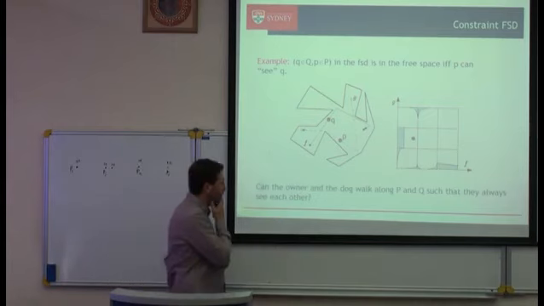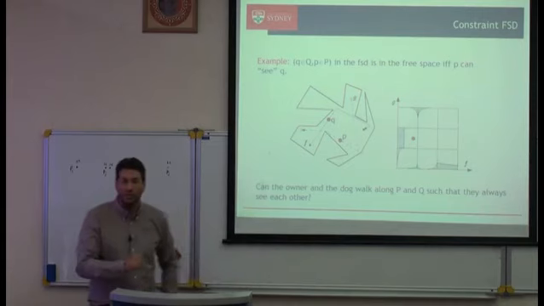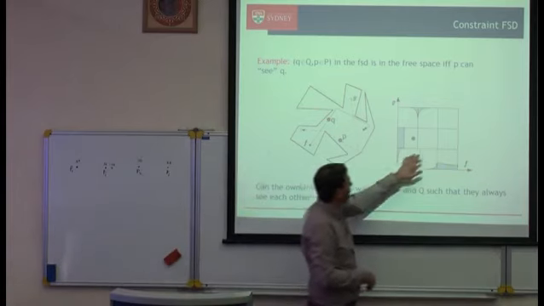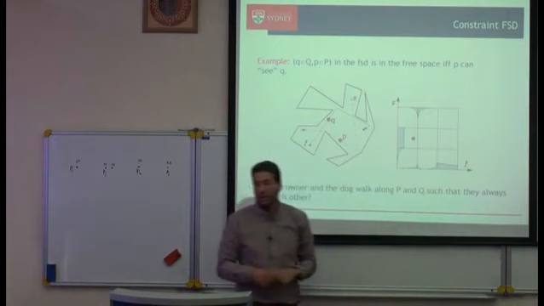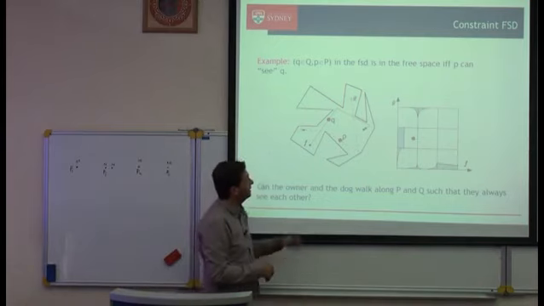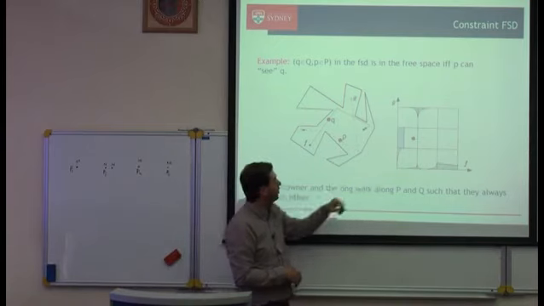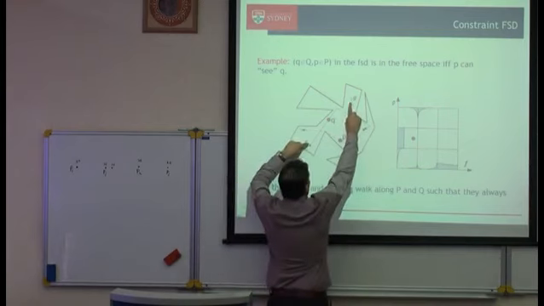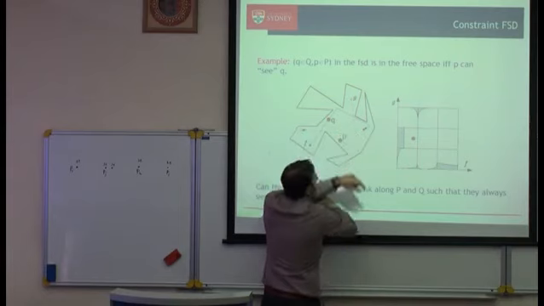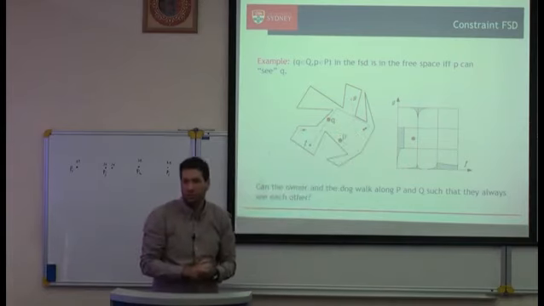So can the owner and the dog walk along P and Q such that they always see each other? What's the obvious answer in this case? Yes, because I can go from here to here in the white space. So actually, in this case, it's easy to see. If they just go more or less like this, then they'll see each other the whole time.